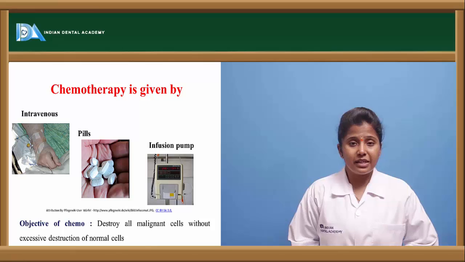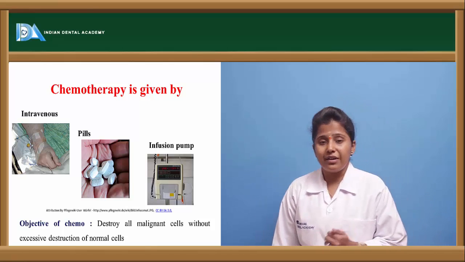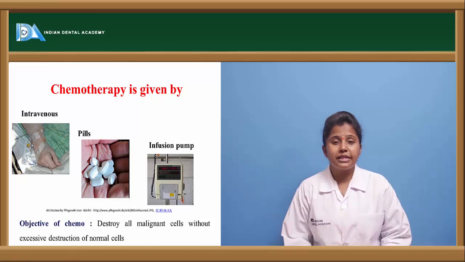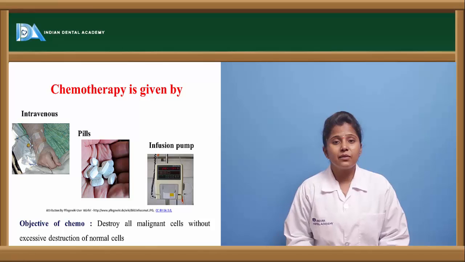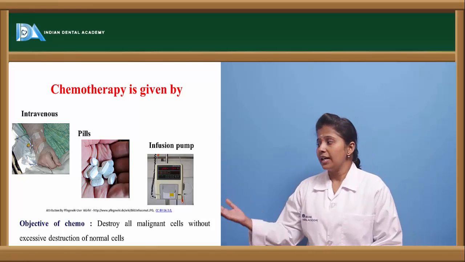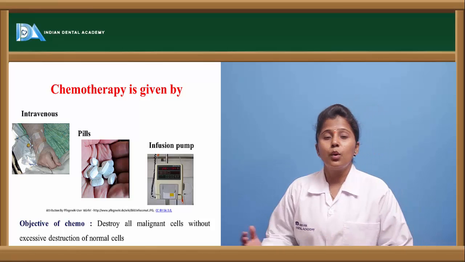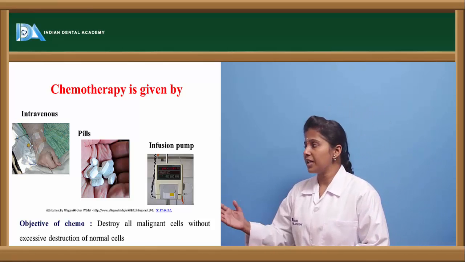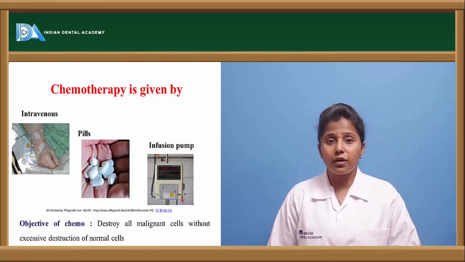How the chemotherapy is given. Chemotherapy is given in various forms, like through infusion. If drugs are available, they are given through the IV route or through infusion form, where the IV bolus is injected to the patient, and through pills. There are various tablets available in the market where this chemotherapy treatment is given, and the other one is infusion pumps. These are also administered in order to give chemotherapy.